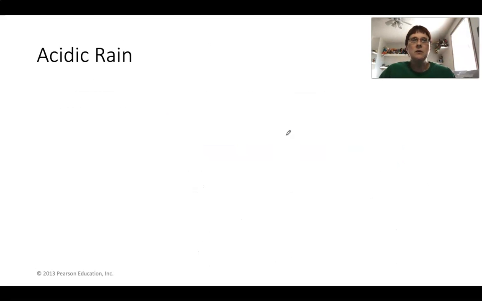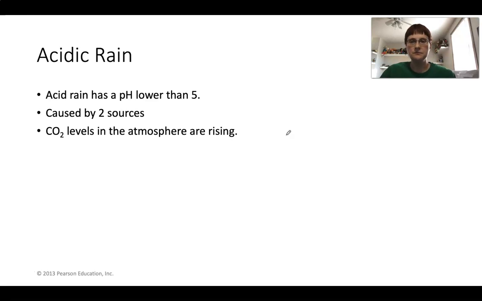The other thing that I want to mention as far as acids is acidic rain. When we talk about acidic rain, acid rain or acidic rain is any sort of rain that has a pH lower than 5. So any pH at 5 or below is considered acidic rain. And actually here in Ohio, we do hit that pH at times. And the reason why, we have two sources for acidic rain.